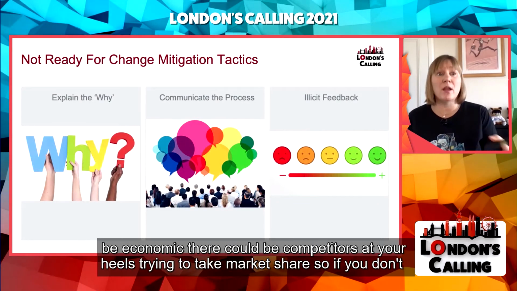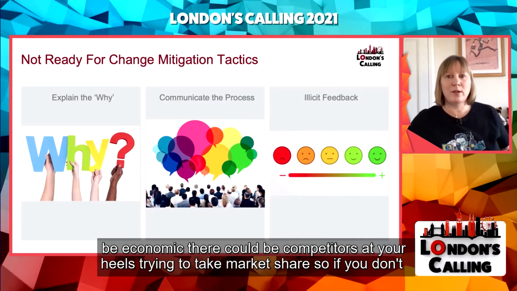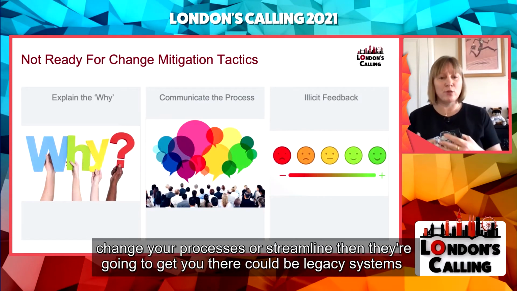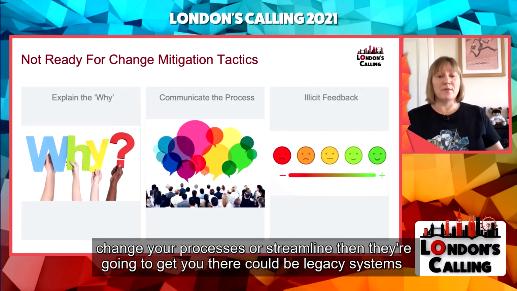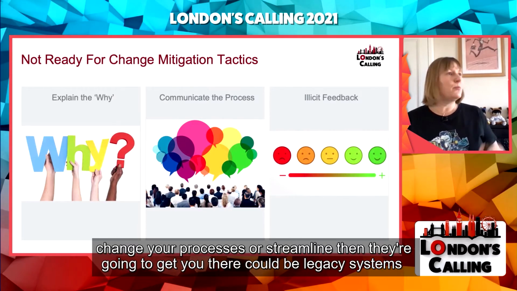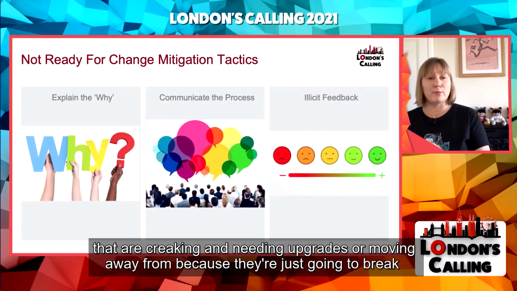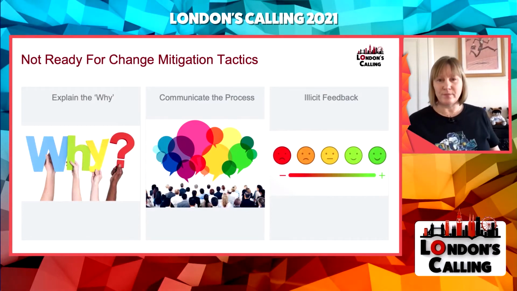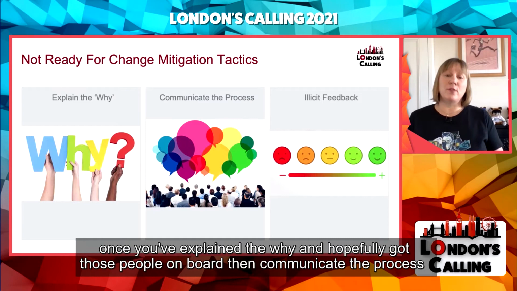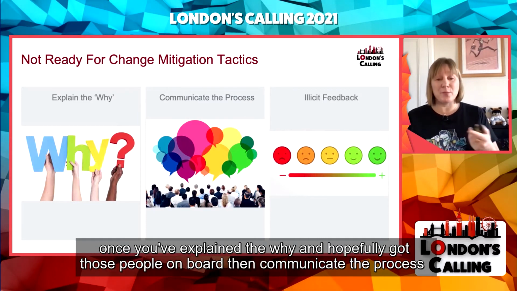It could be economic. There could be competitors at your heels trying to take market share. So if you don't change your processes or streamline, then they're going to get you. There could be legacy systems that are creaking and needing upgrades or moving away from because they're just going to break.